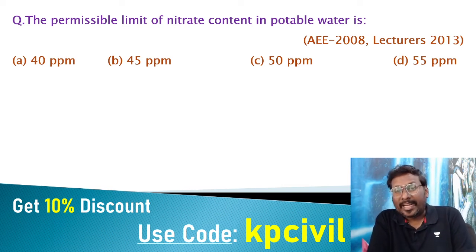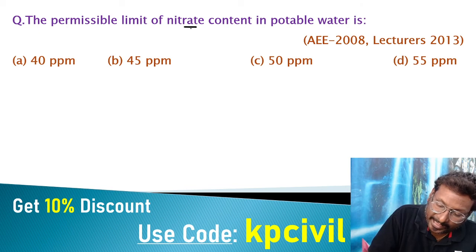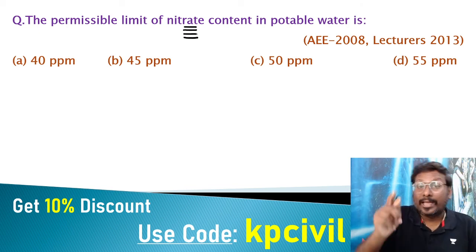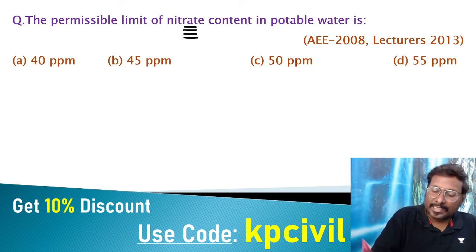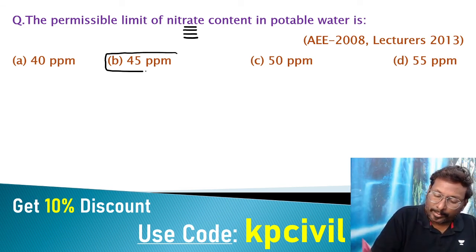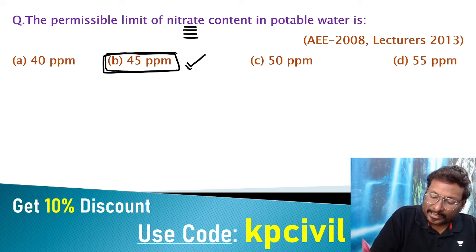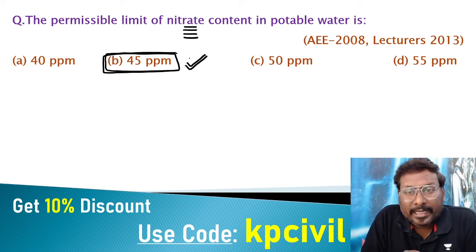Permissible limit of nitrate. Please understand. Previously we have done it. Nitrite is 0. Nitrate is 45 ppm. Permissible limit of nitrate 45. Nitrite 0.